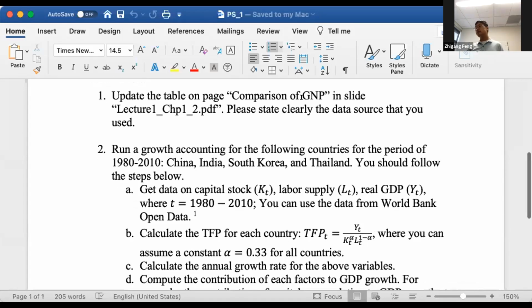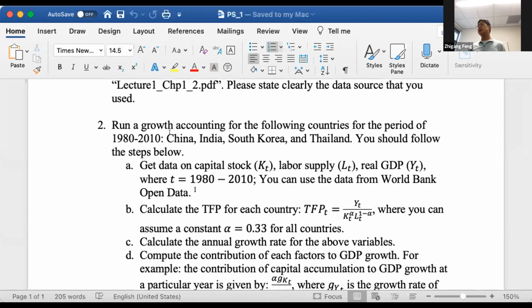Now go to question 2. Let's go one by one. As I explained last class, you can pick whatever country you are interested in. Not necessarily those 4 countries, but ideally, yes, I want you to do these 4 countries. Now go to part 1. When I say t equal to 1980 to 2010, let's say from year 1980 to 2010. I want you to find data for each individual year, not only 1980 or 2010. I understand you may not get all the data, so you may start with 1990. That's okay.